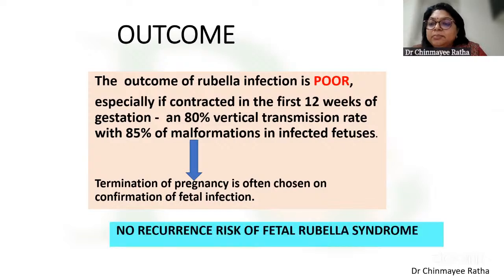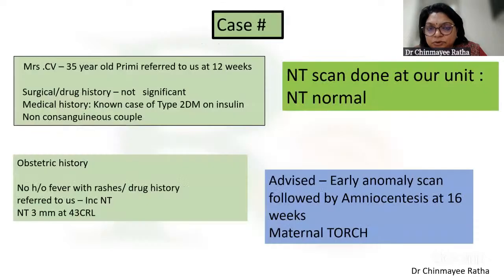So the only good thing about infection again is that the risk of recurrence is extremely low. So even if a woman loses one pregnancy because there is a rubella infection in the first trimester, she can be reassured that in future this is not going to happen.